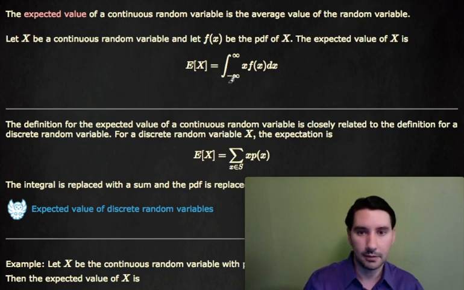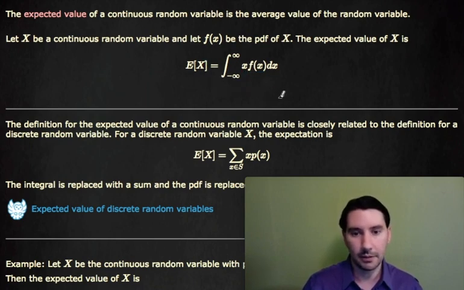Notice that since f(x) is defined over the whole real numbers and it's just 0 in most places, this integral makes sense. So we can just integrate from negative infinity to infinity and not worry about restricting only to the points where X is positive in the definition. So let's look at an example.